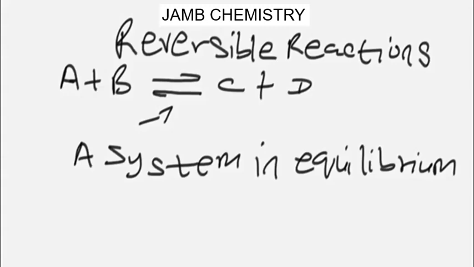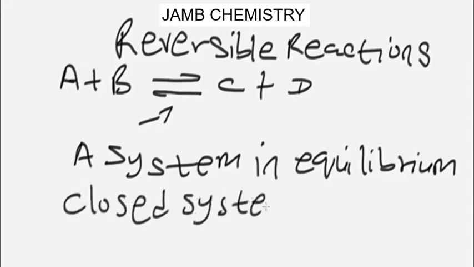Now note that equilibrium is only reached if the reversible reaction takes place in a closed system. What is a closed system? A closed system just means that none of the reactants or products can escape and nothing else can get in. For instance, when you are boiling water in a cup and you close the cup, or when you're boiling water with a pot and you close the pot, that's a typical example of a closed system.